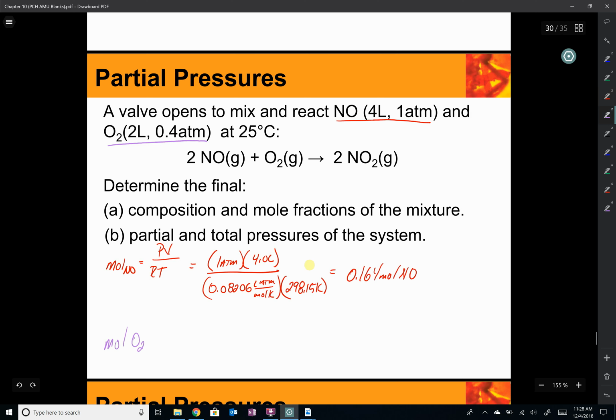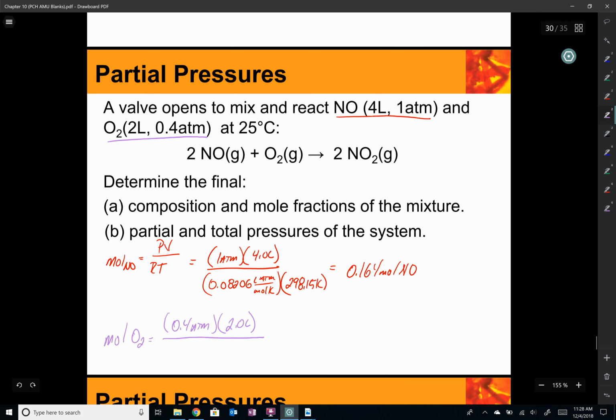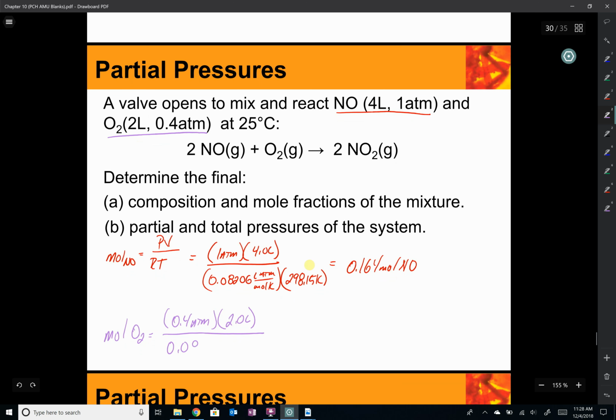Moles of O2 is equal to PV over RT. Pressure was 0.4 atmospheres, 2.0 liters. The constant is the same. Temperature is the same. And I get 0.0327 moles of oxygen. Okay, wonderful.